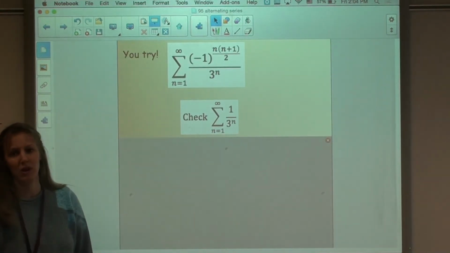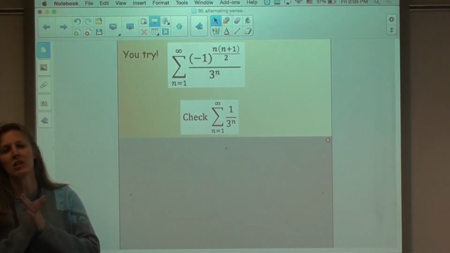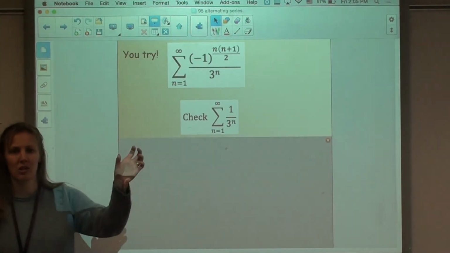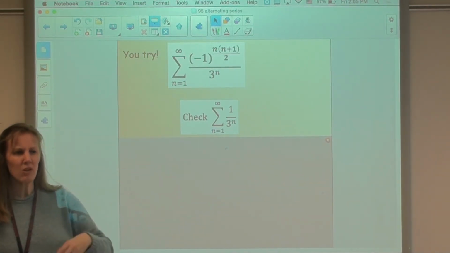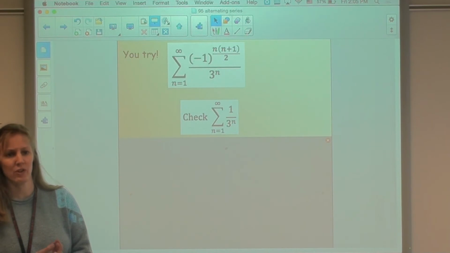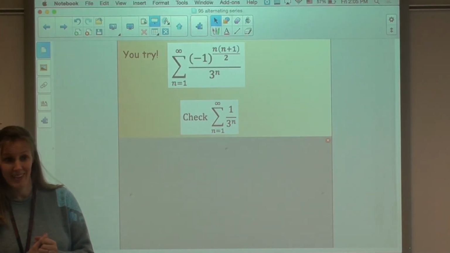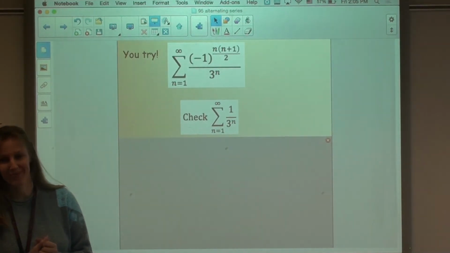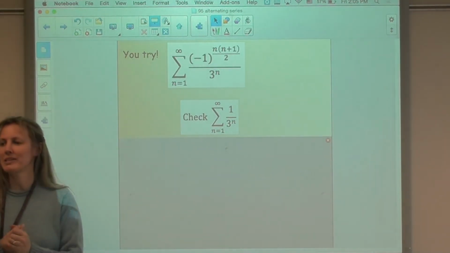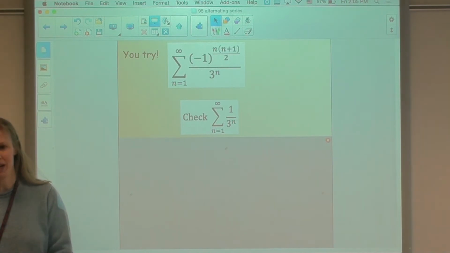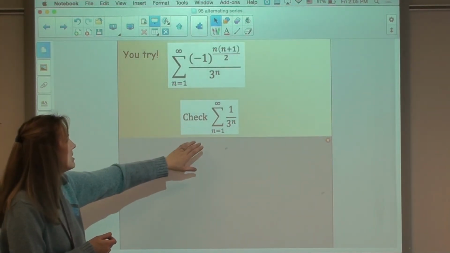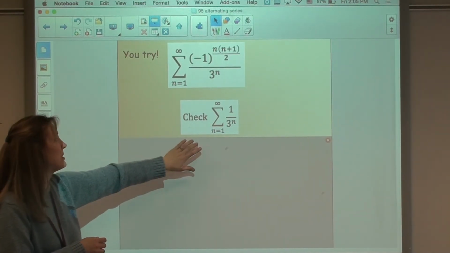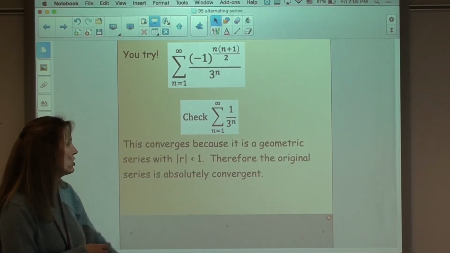from 1 to infinity of 1 over 3 to the n, which you could also think of as 1/3 to the n. Does 1/3 to the n converge or diverge? It converges. By what test? Geometric series. This is a geometric series, so because this converges, you can just stop and say yes, the original series converges absolutely.